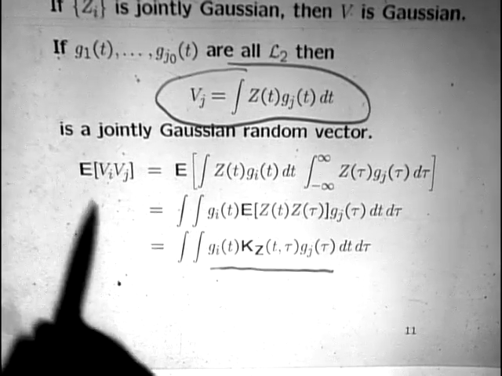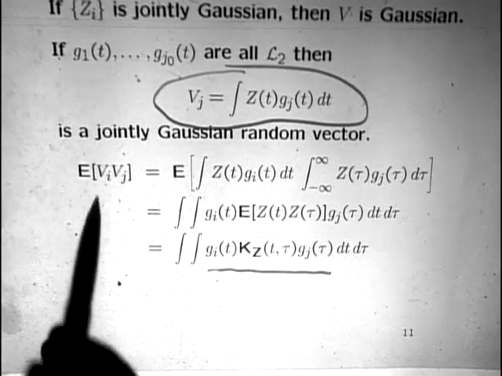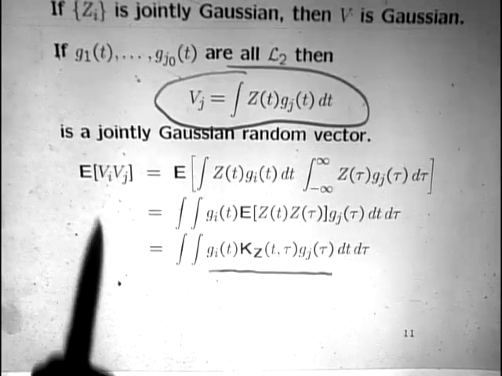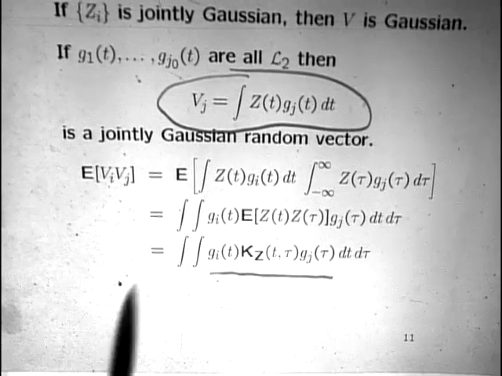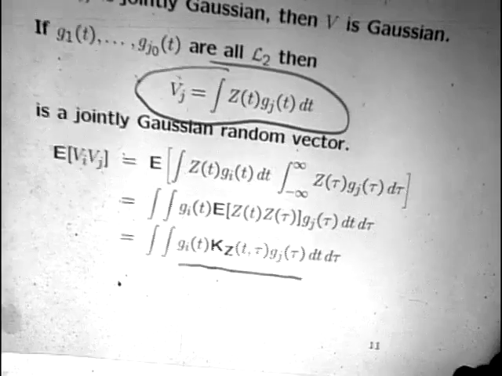Okay, but anyway, you can find the expected value of V_i times V_j by this formula. Again, we're dealing with zero mean, and therefore we don't have to worry about the mean. Put that in later. And that all exists.